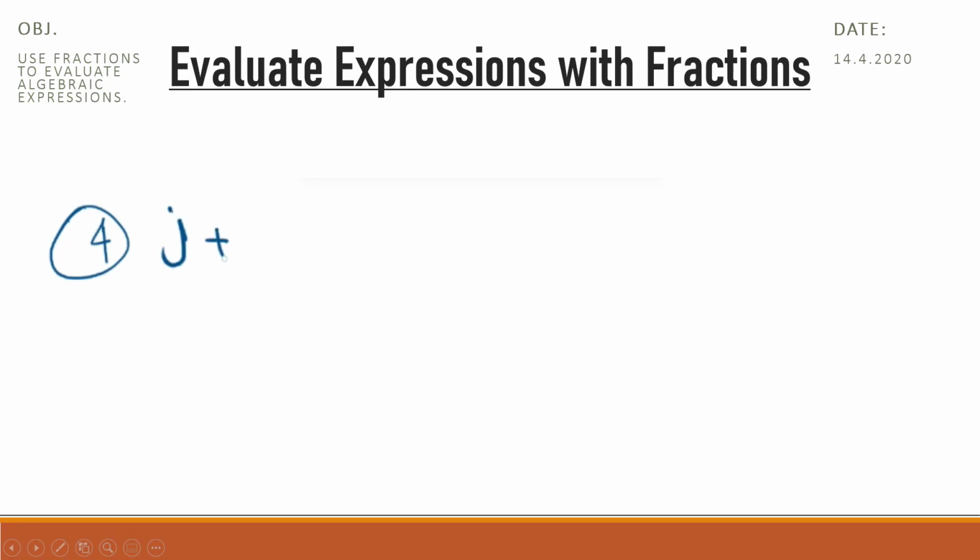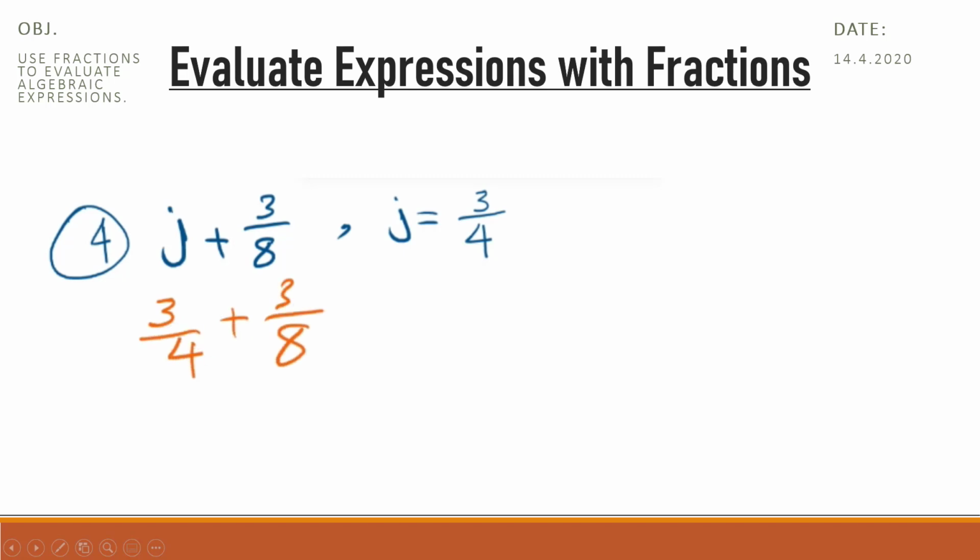J plus 3/8, and J is equal to 3/4. So we substitute: 3/4 plus 3/8. Now add. Yes, we should have the same denominator. So this 4 should be 8.